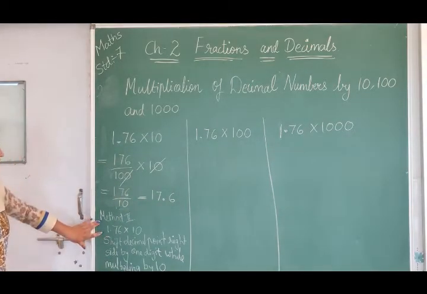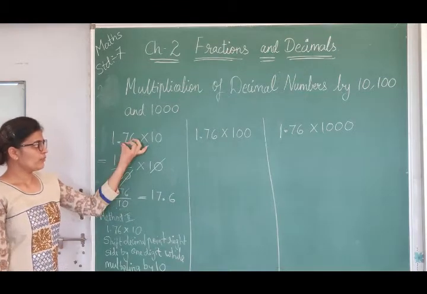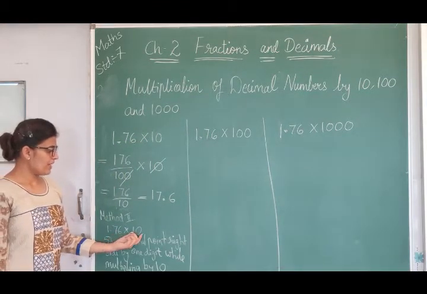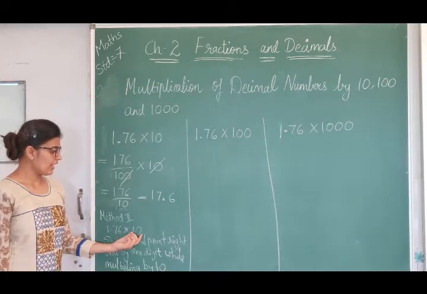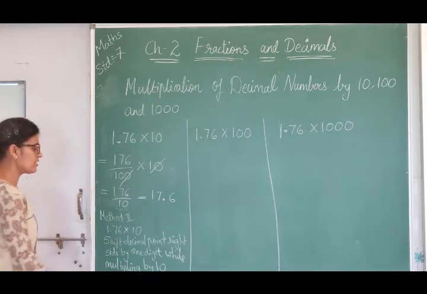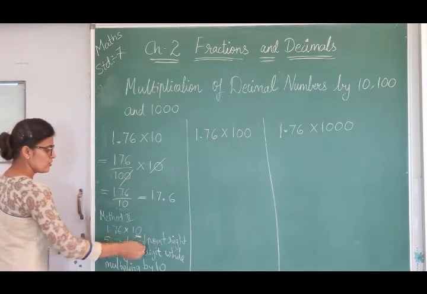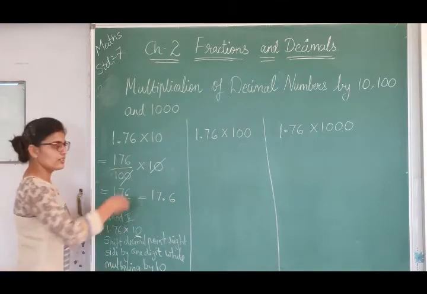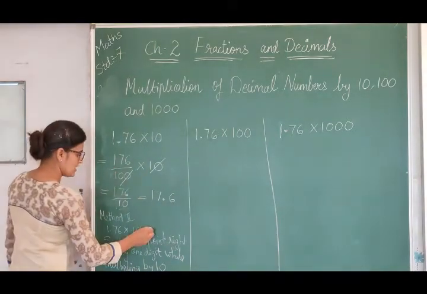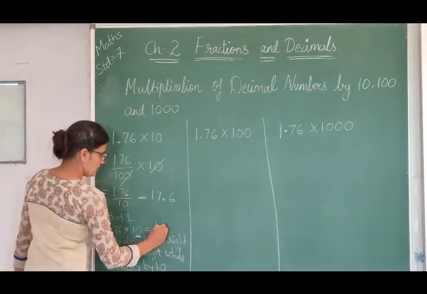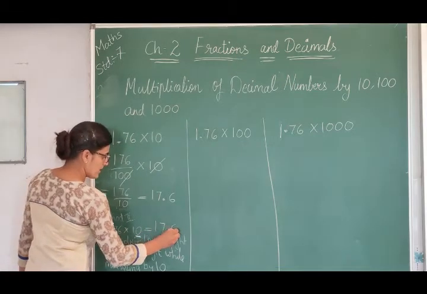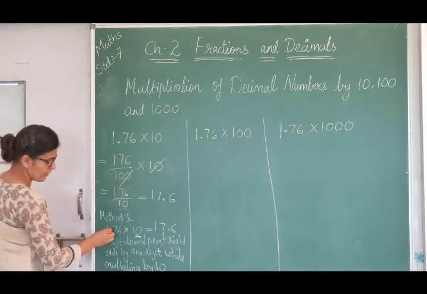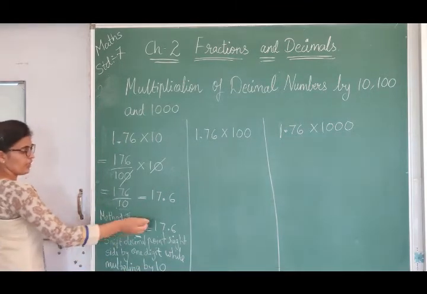Now the second method is how you can directly multiply. 1.76 multiplied by 10. Now what is there? We have 10 over here, so we have to shift this point one place to the right hand side. So the answer will be 17.6. This point will be shifted one digit to the right side. So this point will be shifted over here and the number will be 17.6.